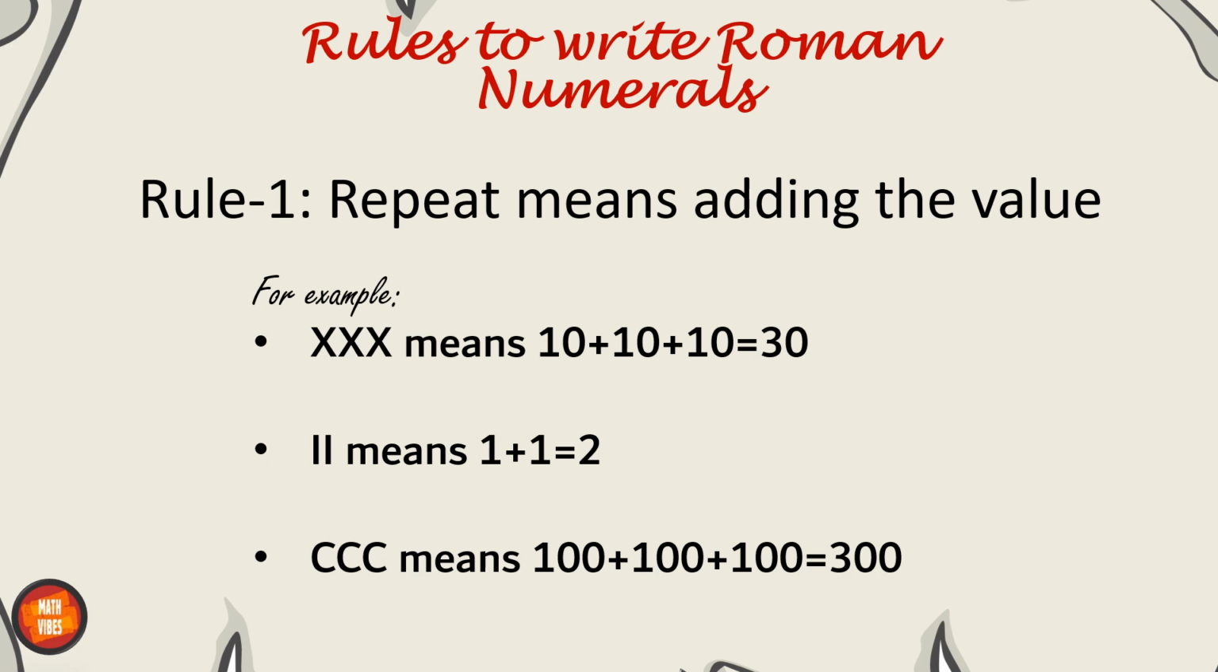Okay. So II. Now the symbol is repeated 2 times, so it will be added. Wherever there is repetition, you will just add them. So I plus I means 1 plus 1, which is equal to 2. CCC will mean 100 plus 100 plus 100, which means 300. Very simple rule. If some symbols are repeated, you will add them.